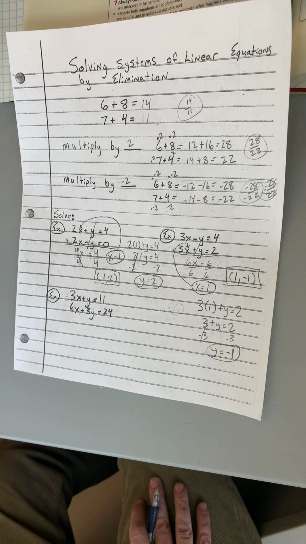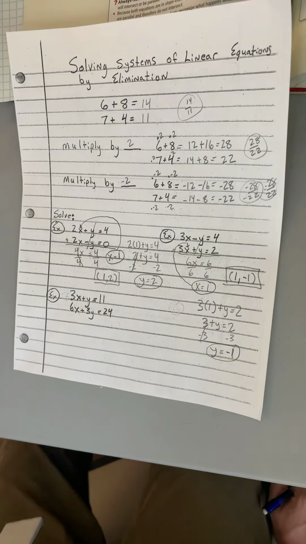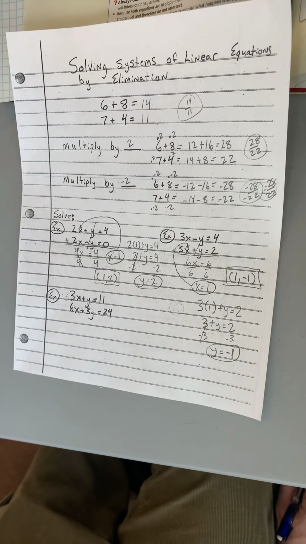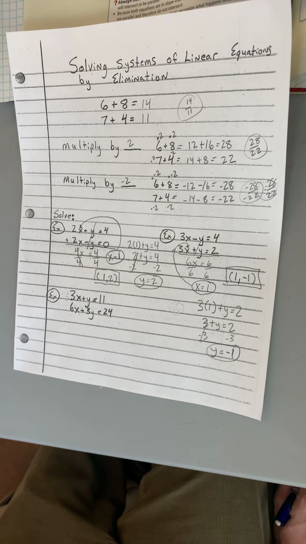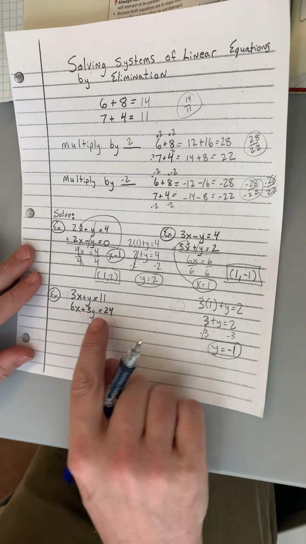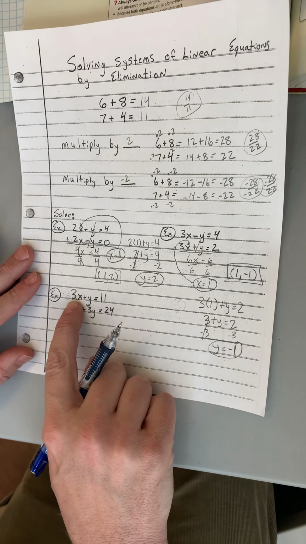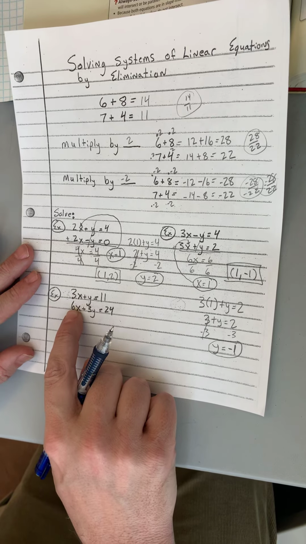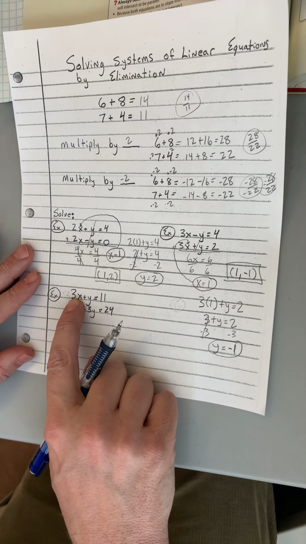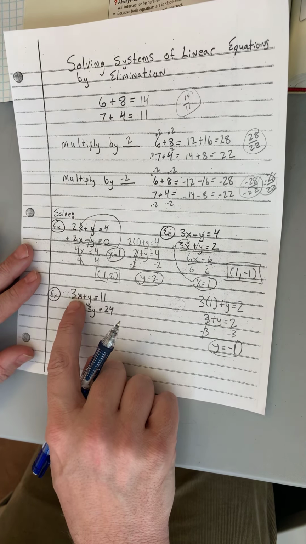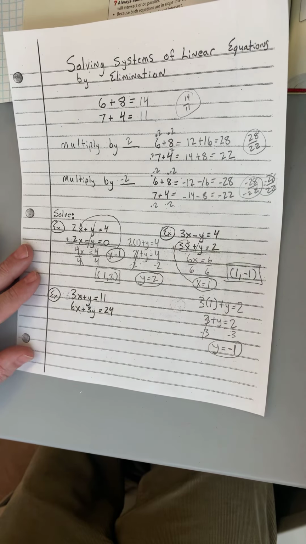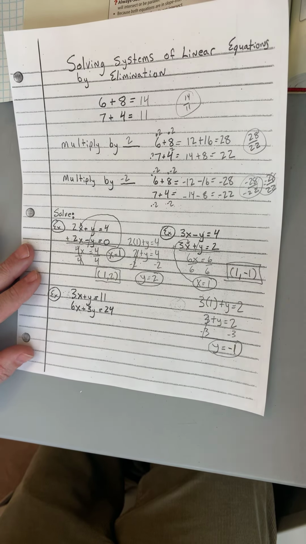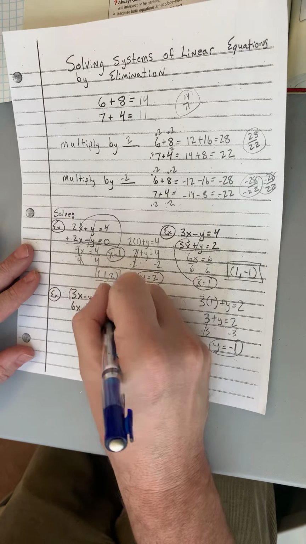Does it matter which one I choose to work with? No. What do you want to choose to work with? They're both easy. What do you want to eliminate, the x's or the y's? Let's eliminate the x's. If this top one is positive 6x and I want this to be negative 6x, what do I have to multiply 3 by to make it a negative 6? Negative 2. That's what I want to do.